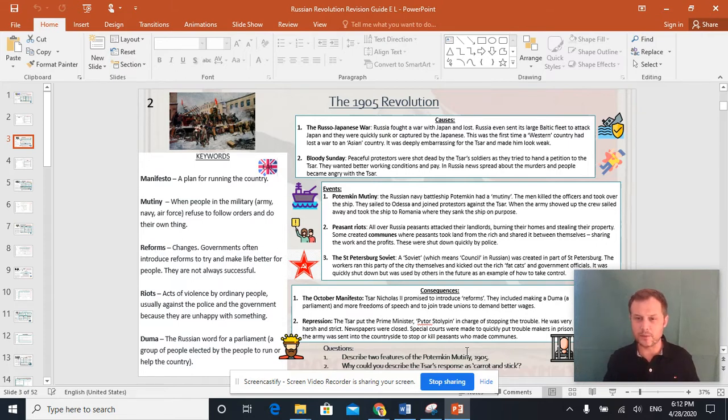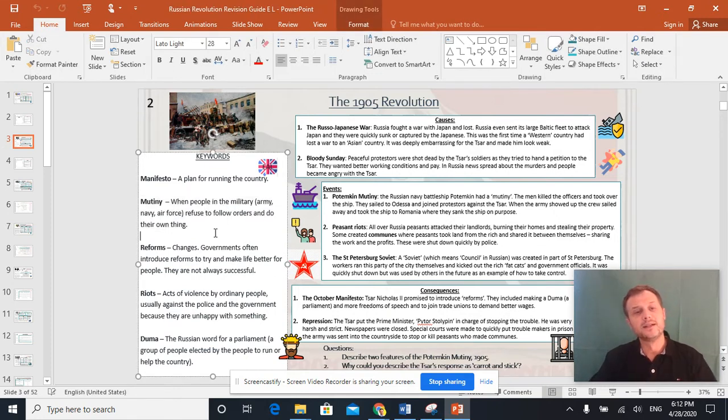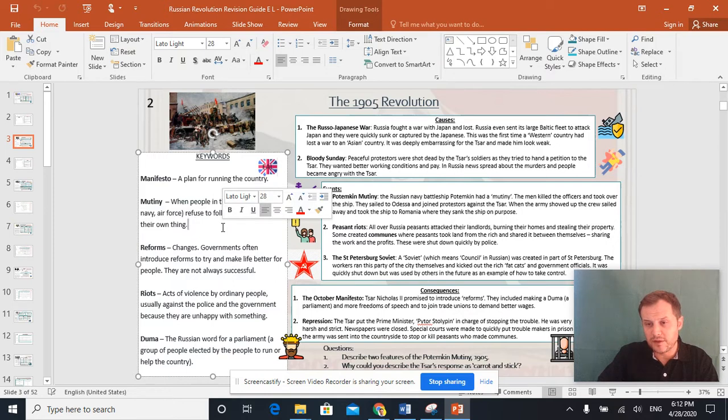Okay, it's good fun to say that word, Potemkin. I could be saying it wrong, I don't think so, but Potemkin. Right, the Russian Navy battleship Potemkin had a mutiny. What is a mutiny? Well, it is one of our key words in today's lesson. Look at that, mutiny. It's when people in the military, whether that be the Army, Navy, or Air Force, refuse to follow orders and do their own thing.